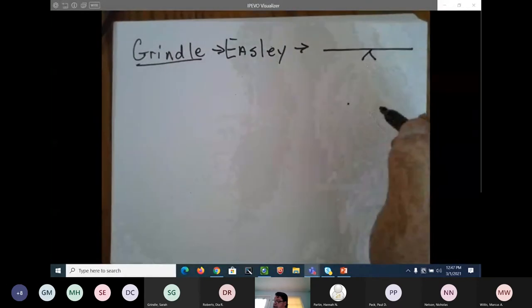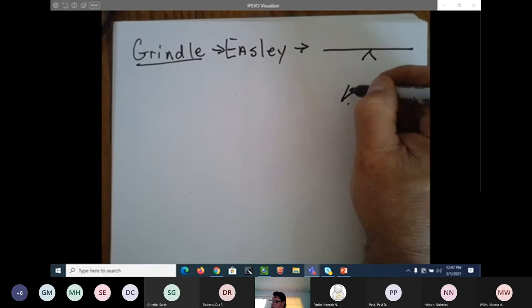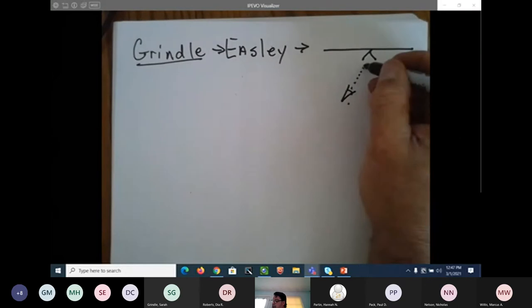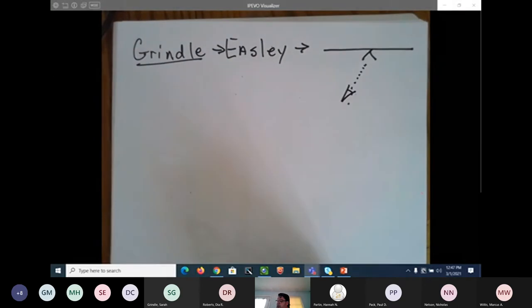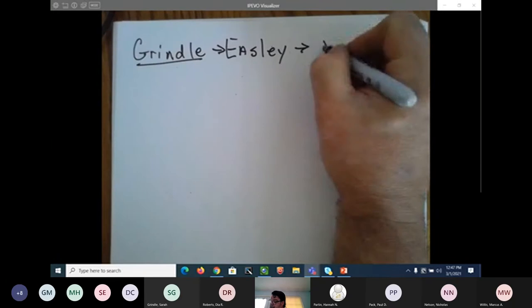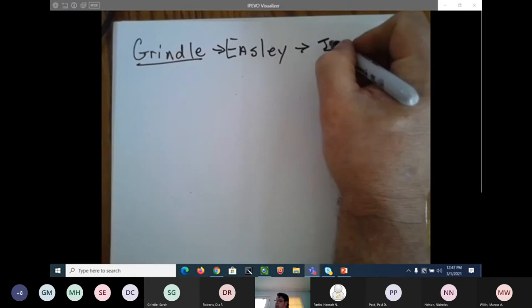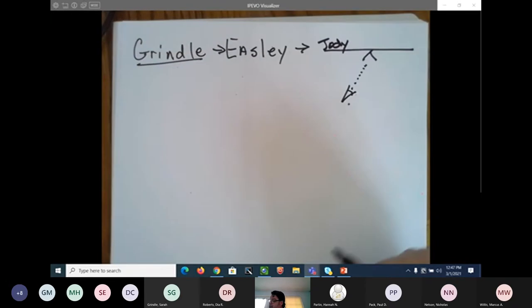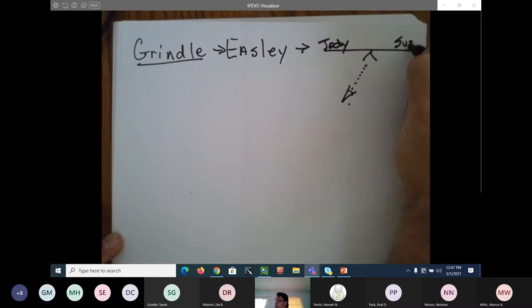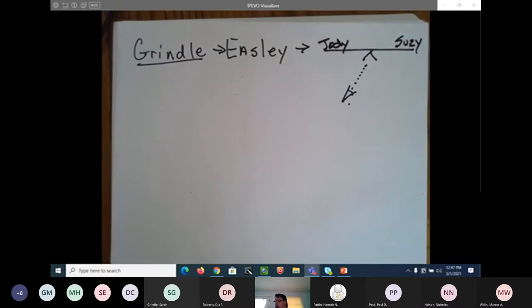And she's looking at the seesaw from this direction. Miss Grendel is looking at the seesaw. And her son, Jody, is sitting right here. And Susie is sitting right here. And they play all day long on the seesaw. And Jody's on the left side, and Susie's on the right side. Everybody with me?